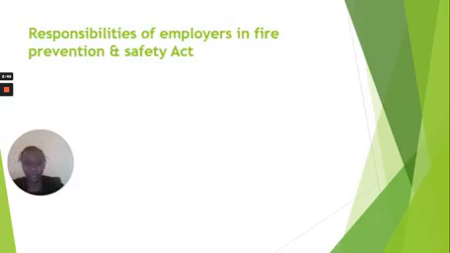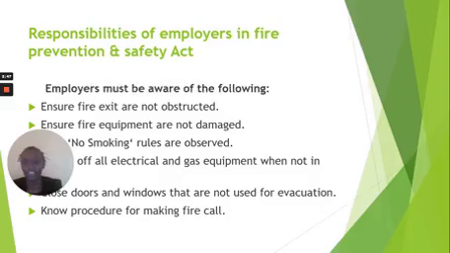Responsibilities of the employer in the Fire Prevention and Safety Act. Employers must be aware of the following. Ensure fire exits are not obstructed. That is, they should be clearly marked. They should be placed in an area that can be clearly seen. Ensure fire equipment is not damaged. Ensure that the equipment put in place is in good condition.